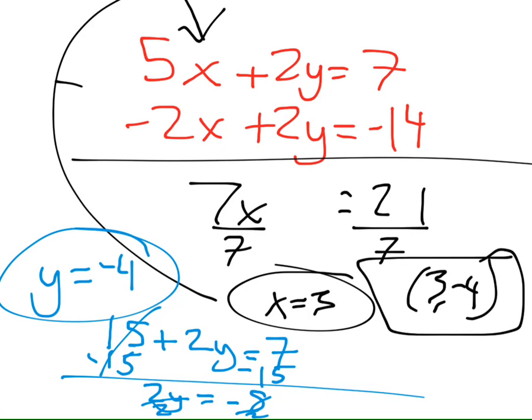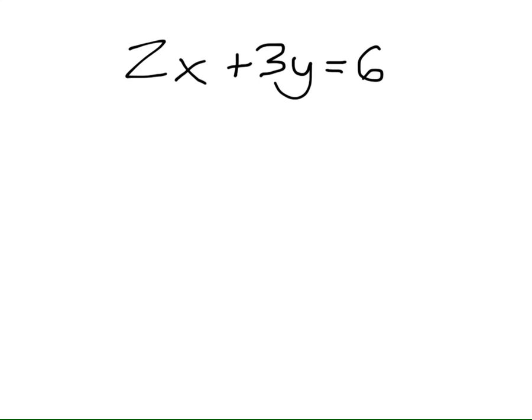We remember solving by elimination, that way where we either have to add or subtract. Let's say I give you one that looked like this: 2x plus 3y equals 6. So everybody's writing this one down. x plus 2y equals 5.